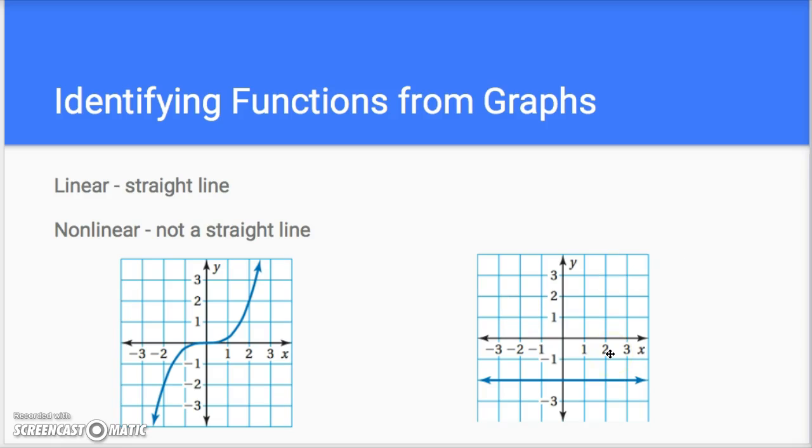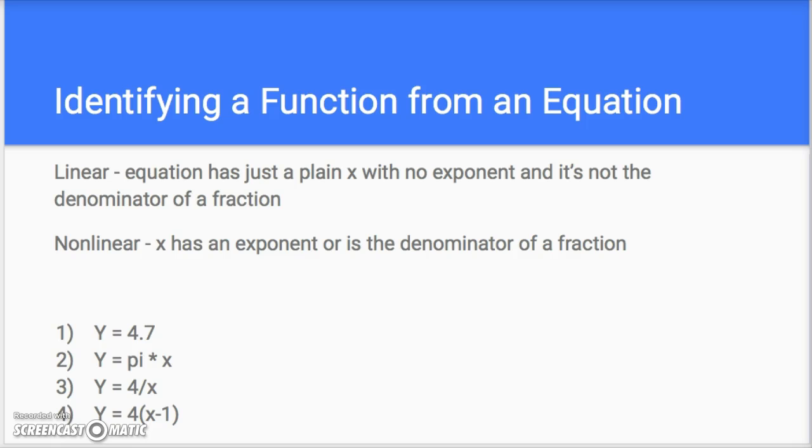Okay, the last part of this that we're going to look at is identifying a function from an equation. So just given an equation, how do you know if it's going to be linear or not without graphing it, without making a table, any of that, just looking at the equation? What you want to look for if it's linear is if the equation just has a plain x in it. There's no exponent with it, and it's not the denominator of a fraction.